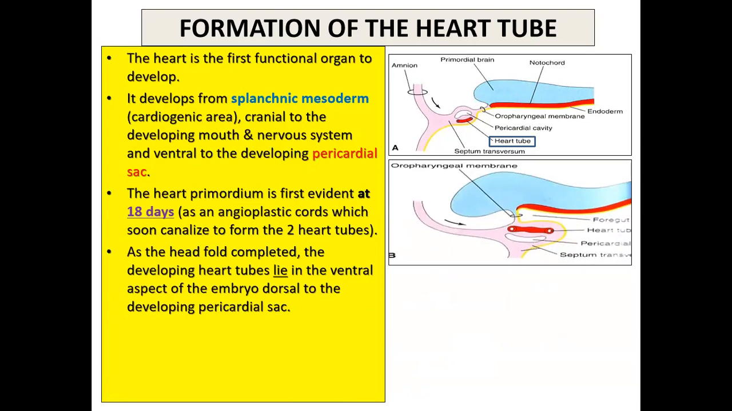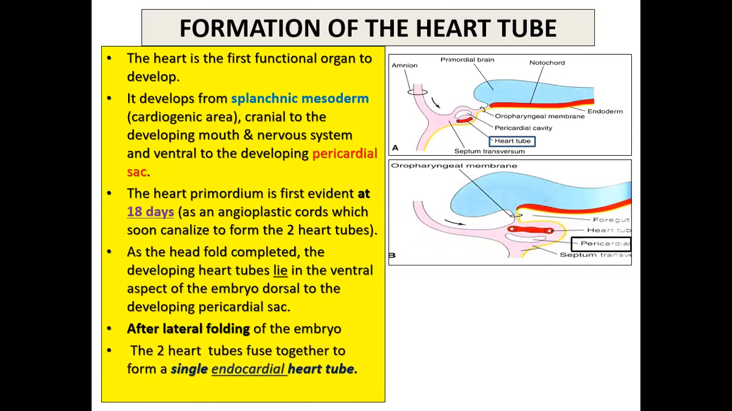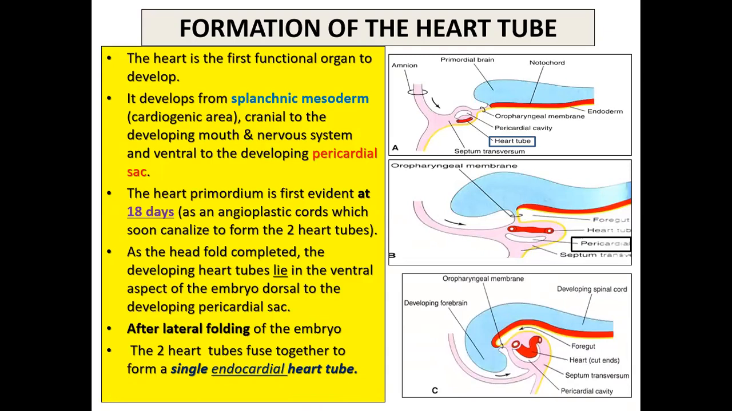So you can see the oropharyngeal membrane, the pericardial cavity, the septum transversum, the foregut, and the heart tube where it is. You can see the pericardial cavity where it forms. After that, after lateral folding of the embryo, the two heart tubes fuse together to form a single endocardial heart tube, one single endocardial tube. So you can see how it is forming.